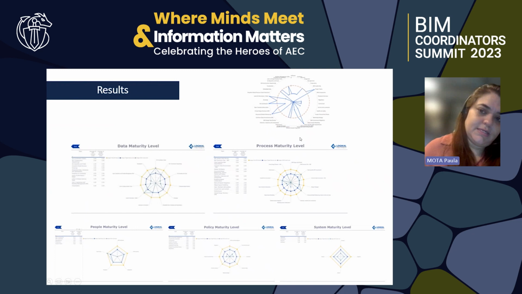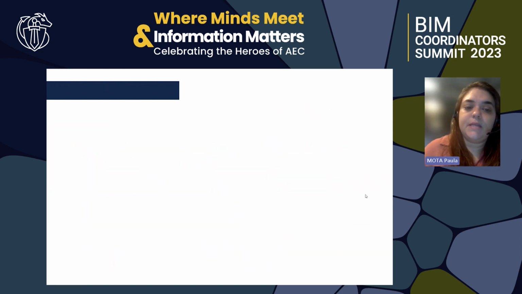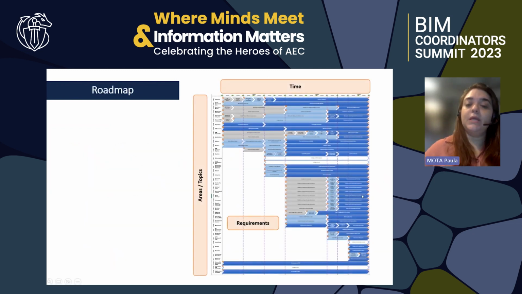So this one is the complete one. We did it as well for each area: data, process, people, policies, and system. And then we create a roadmap. Regarding this roadmap, on the left side, we have the areas and the topics.